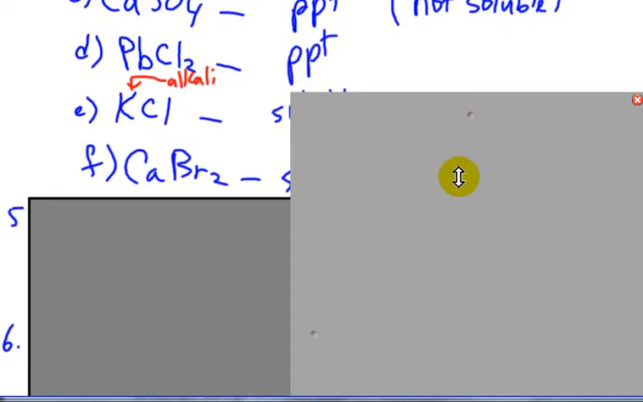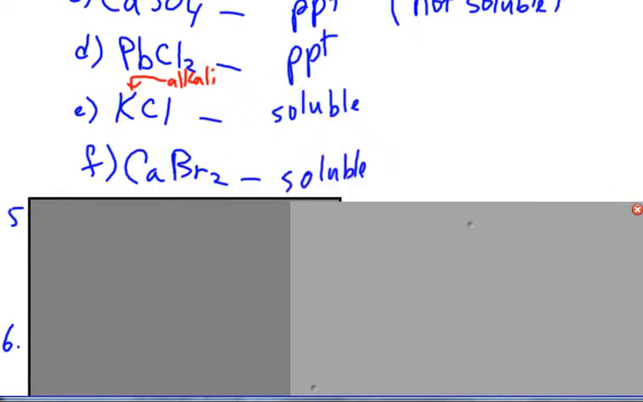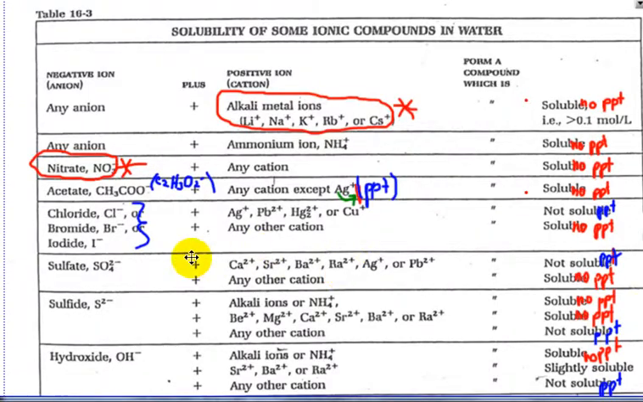Potassium chloride. Again, potassium is an alkali metal, a group 1 metal, so it is always soluble. Calcium bromide is soluble as well. You should check it out here. Bromide combined with calcium. I don't see calcium in this list, so it must be under the heading of any other cation. It's soluble.